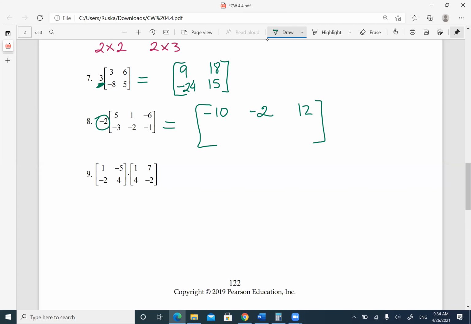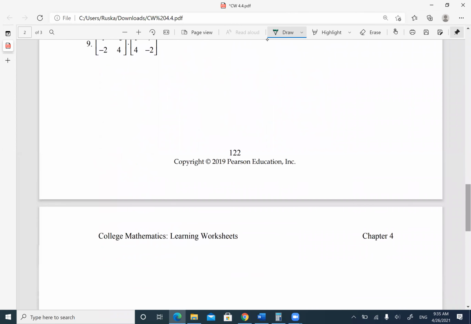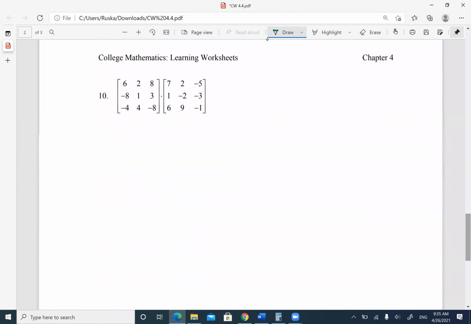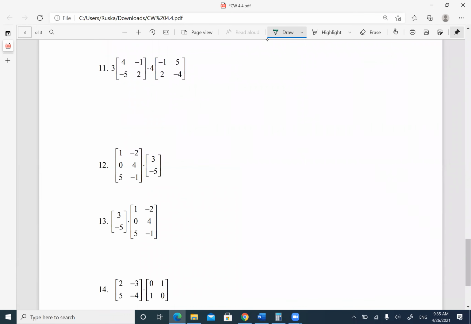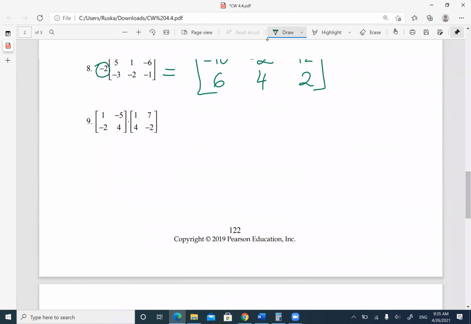And then you're doing the second row. Negative times negative is positive 6. Negative times negative is positive 4. And then negative times negative again is positive 2. So this is my answer. Just be careful with the negative. Okay? So far, so good? Yes, ma'am. Yes? Okay.